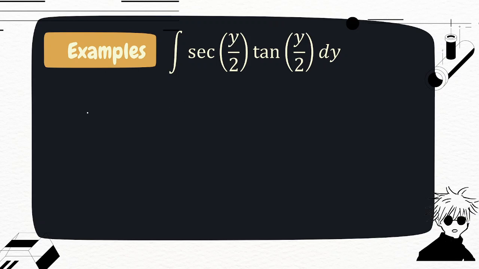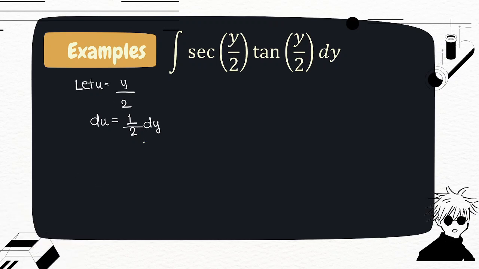So, maglelet tayo ng u. Okay? So, if we let, anong ilelet u natin? Let u as y over 2. Then we find du. So, what's du? Du equal to 1 over 2 dy. Tama?